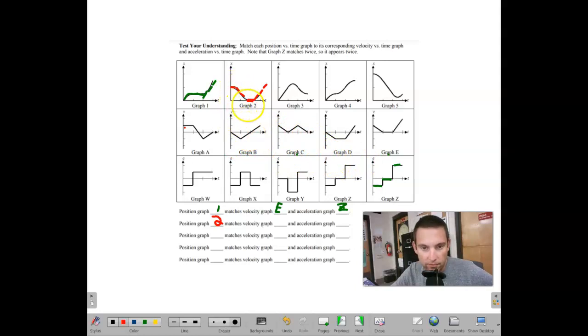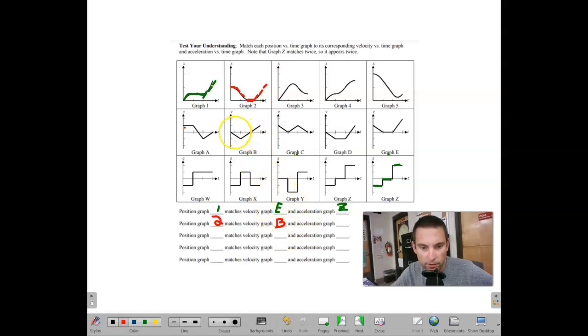We have a negative slope, so we have a negative velocity, and then our velocity starts slowing down until it gets to 0. Here, this is a constant negative velocity. It's not a 0 velocity. 0 velocity only happens when it passes through that origin. So it's got to be graph B. And then it's a positive after that.